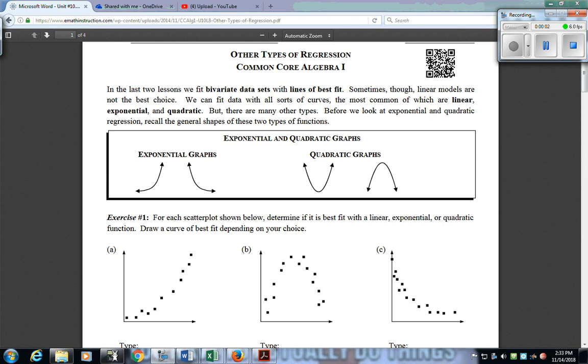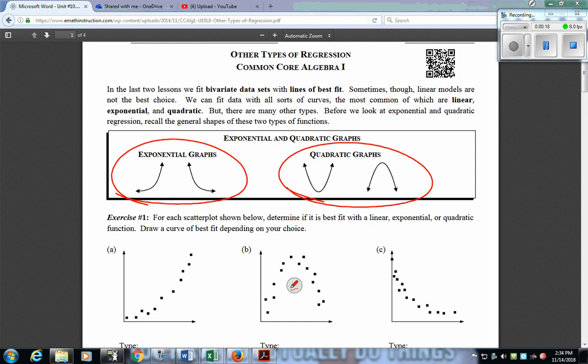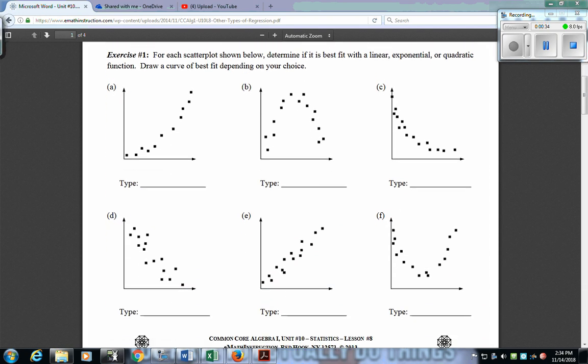Hey guys, we're going to start talking about other types of regression models, and the main focus is linear, exponential, and quadratic. We did linear in the last lesson, but here on the box table provided, they give you examples of exponential and quadratic graphs, what they look like. So what they want us to do first for exercise 1 is they want us to, based on the scatter plot, determine which model would fit it the best.